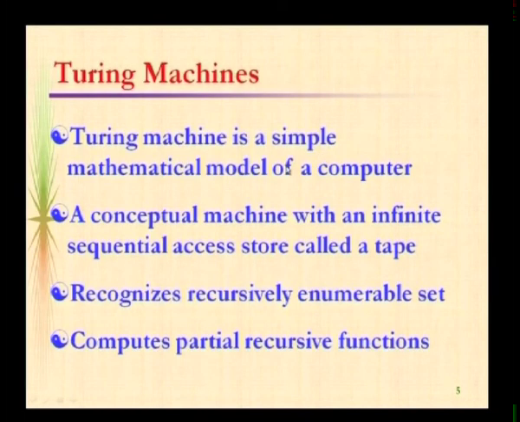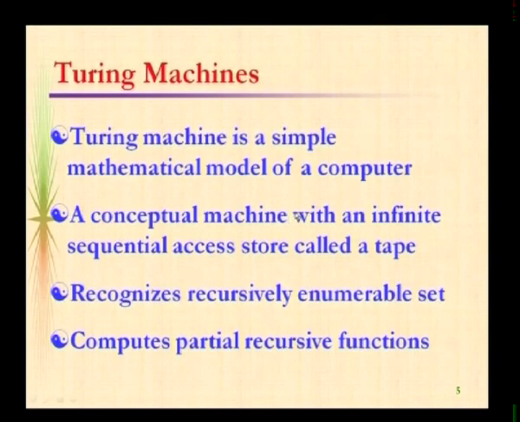Let us start with the simple definition of the Turing machine. It is a simple mathematical model of a computer, and it has a sequential access store, which we call the tape. It recognizes recursive as well as recursively enumerable sets, which is the language of the Turing machine. In terms of computation, it is capable of computing partially recursive functions.